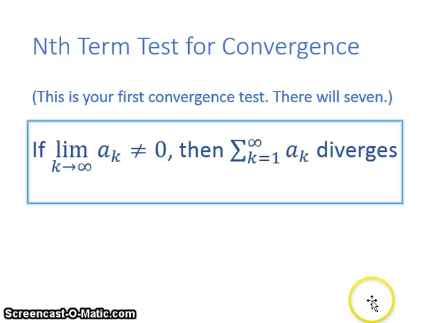In this chapter, you're going to have 7 tests for convergence. I would recommend that you keep them all together on a single sheet of paper. So I'm going to give you a chance to write this down. Please pause the video so that you can write this first test down. This is called the nth term test. So take a minute and write that. And when you're ready to restart, we'll do example 3.